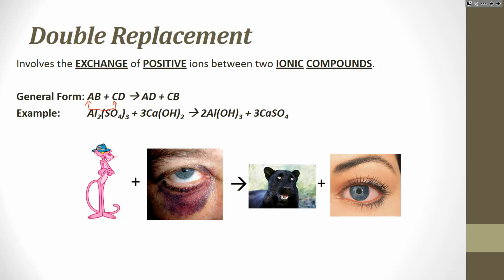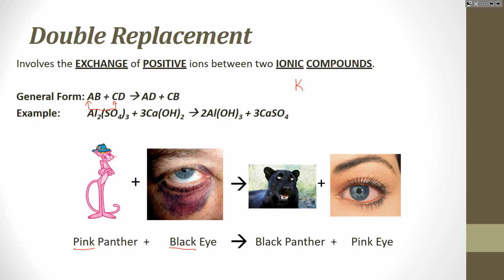So here's another real-world example, or kind of an analogy for it. You have Pink Panther and Black Eye, makes Black Panther and Pink Eye. Basically what you're doing is we're switching the colors. Black goes with Panther and pink goes with Eye. They just switch spots. So another example, this is the demo that I do in class, will be potassium iodide, KI, and Pb(NO3)2. When I put these together, we're going to switch partners.